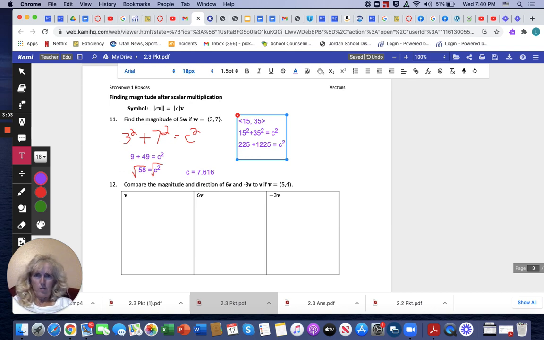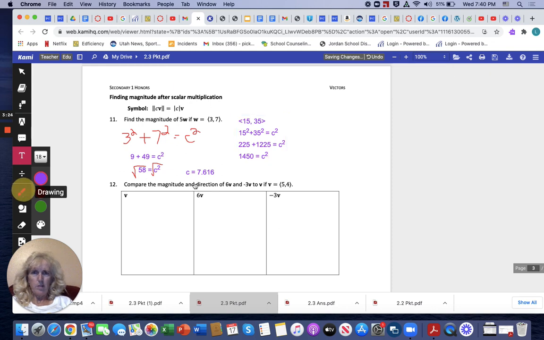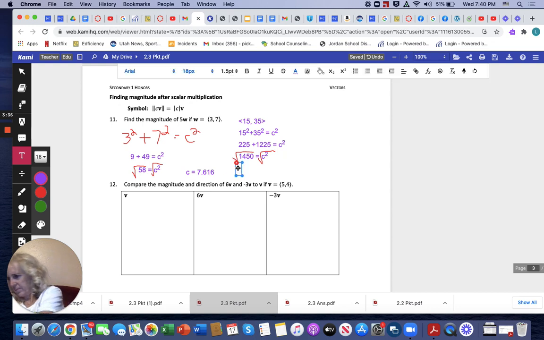Okay, 1225 plus 225 equals 1450. Okay, and then what we want to do is take the square root of that 1450, and then that should give us what c is. 38.08, and again that's an approximation.